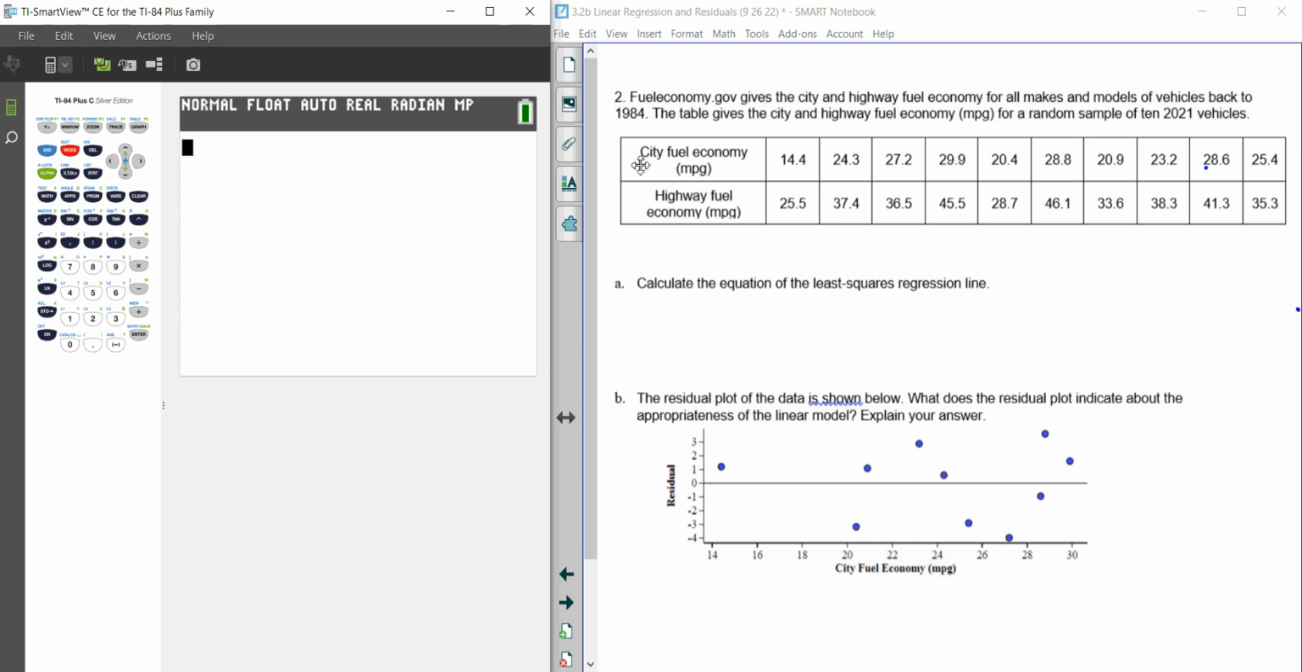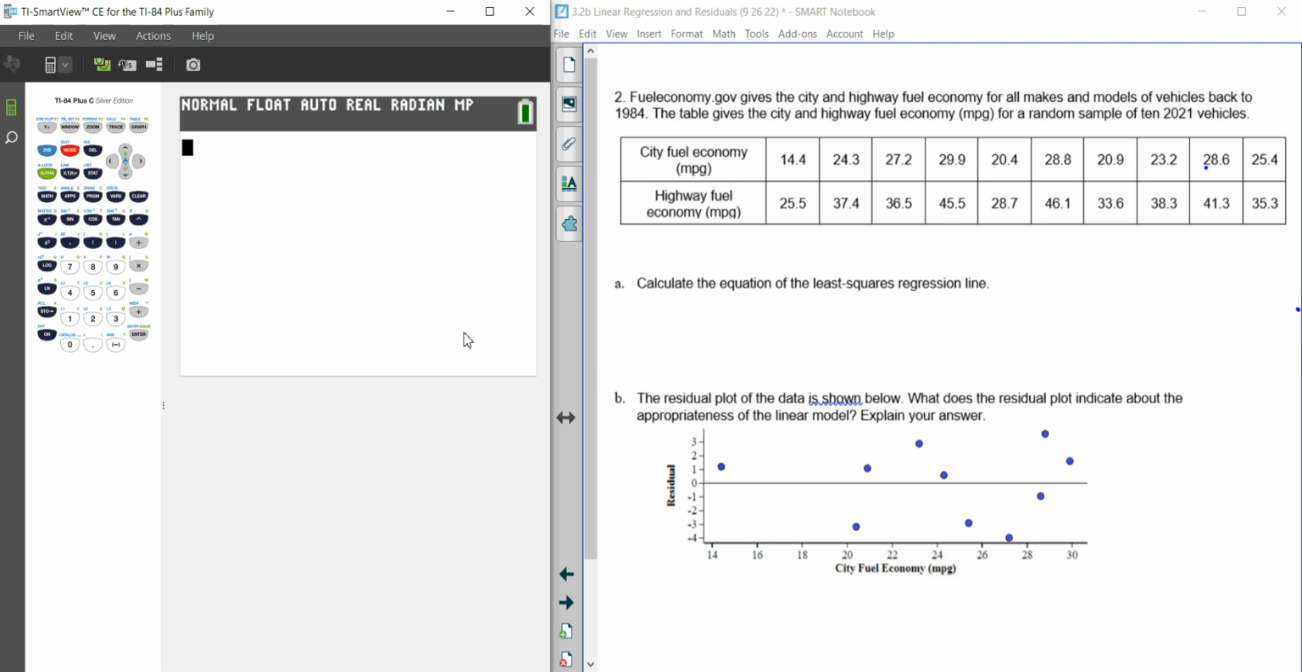We're going to talk about how to find the linear least squares regression line again, and how to use a residual plot to determine whether or not data is linear. It could be used for a linear model.